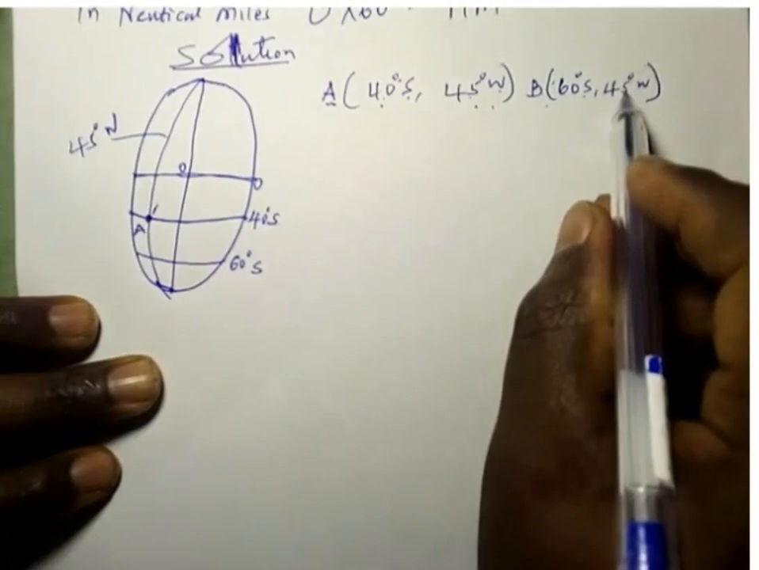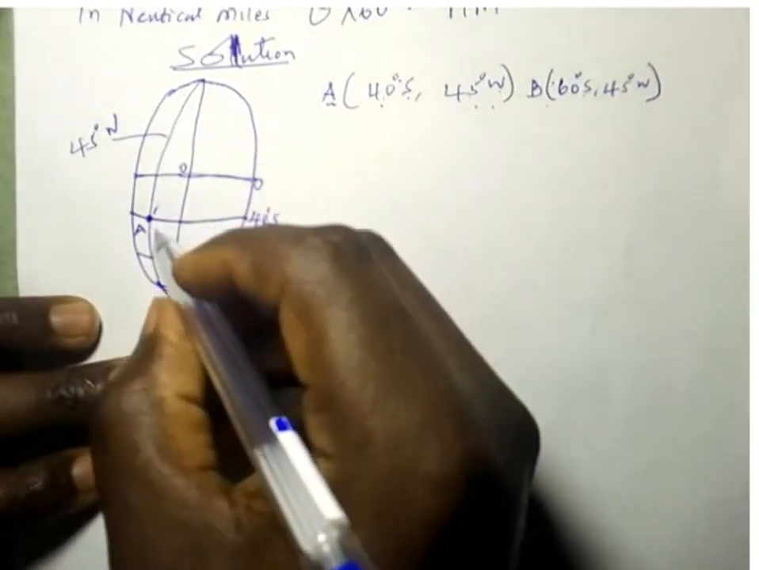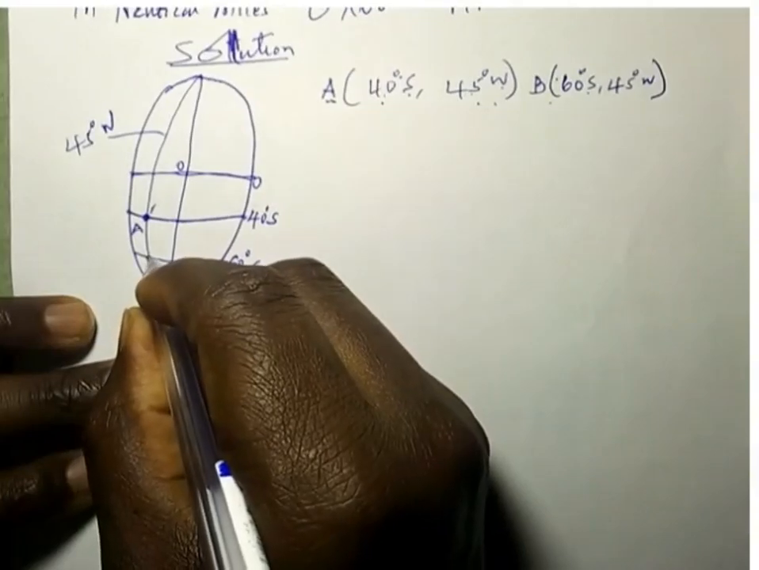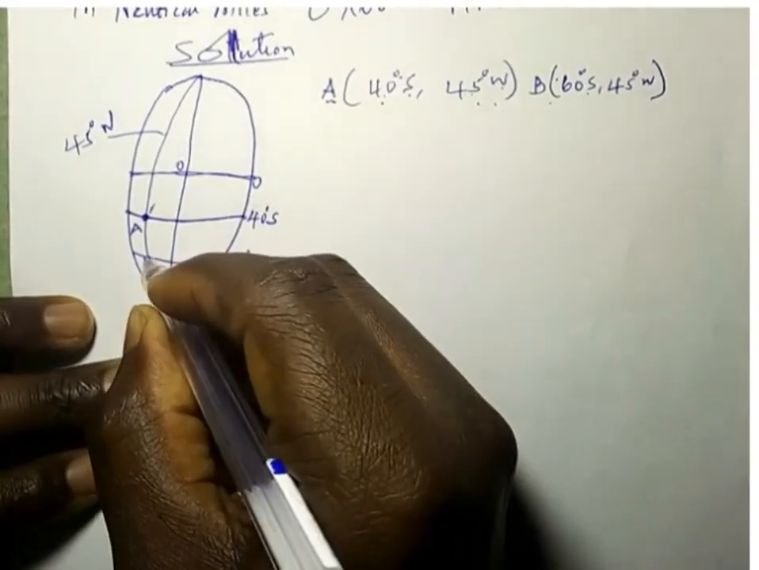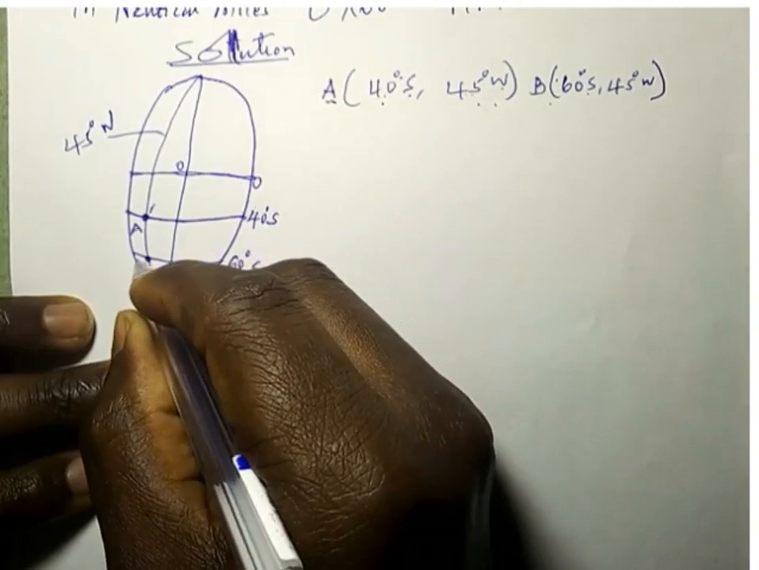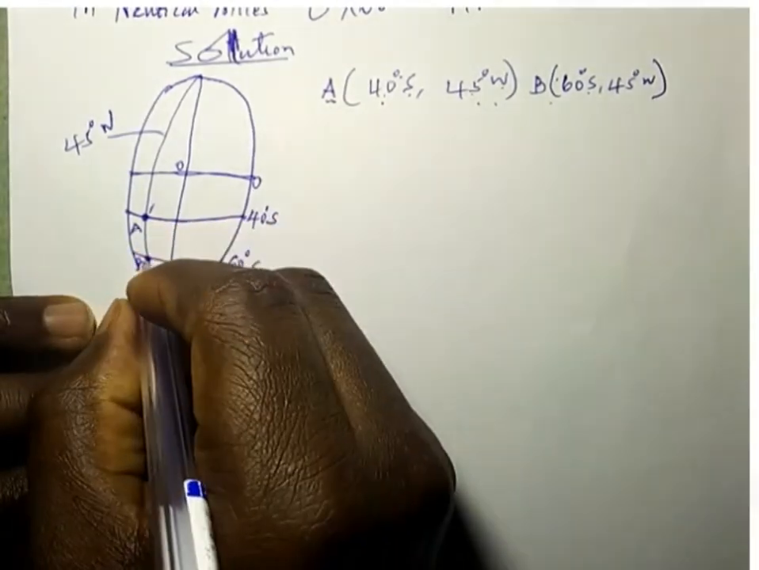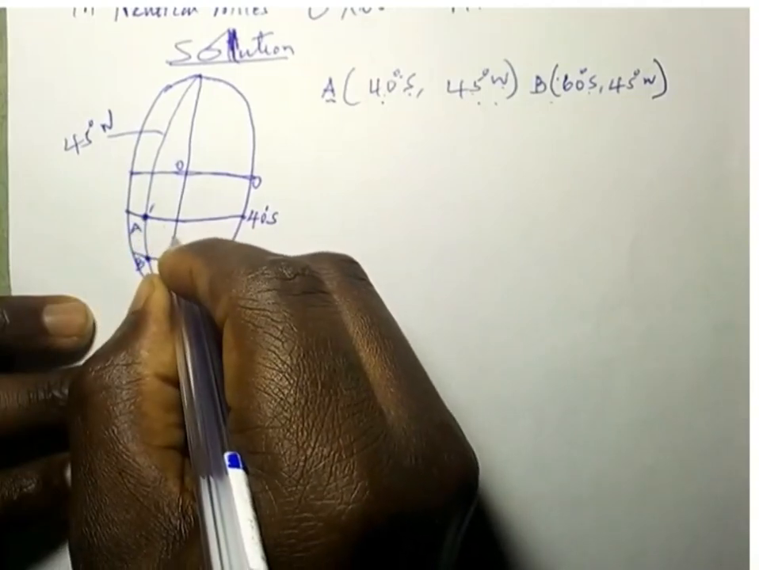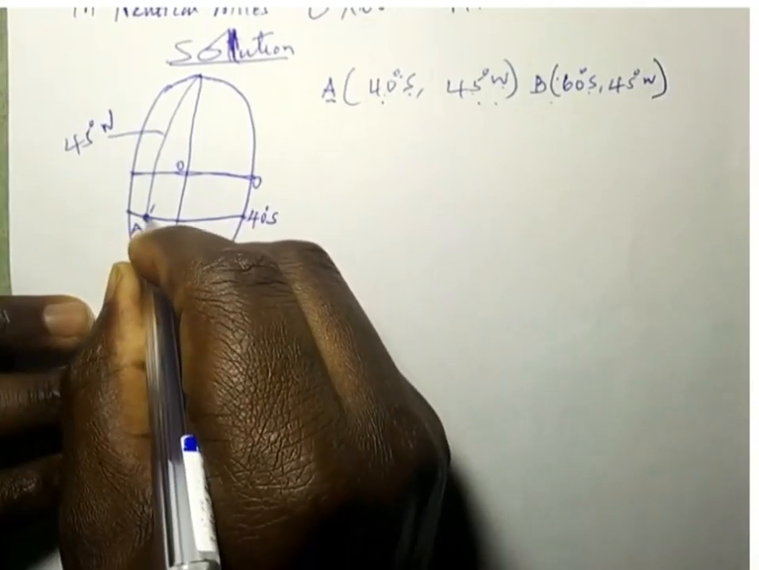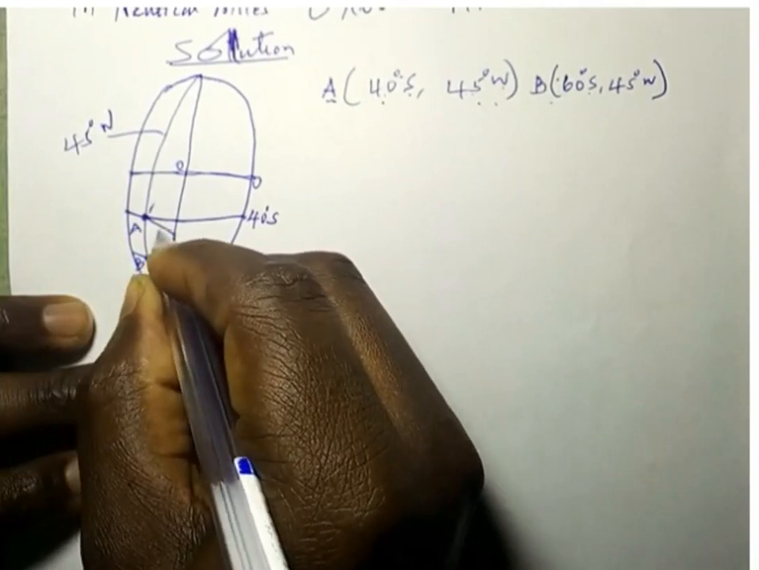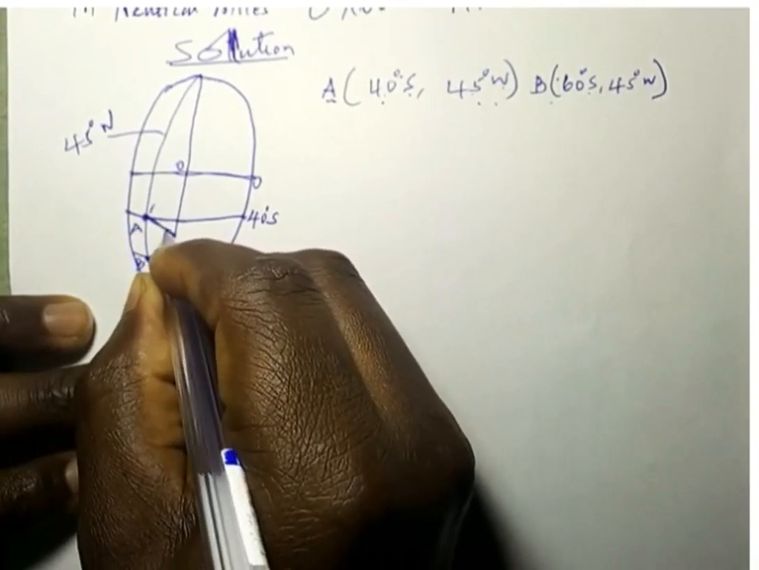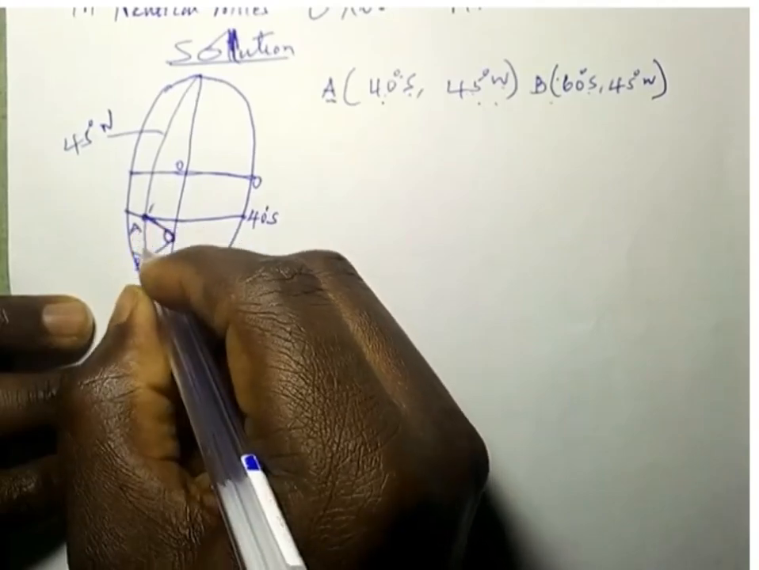But they are on the same longitude, 45, this one. So it means the point is here, right? So this is point B. So the center of this is here, so it will form this as the center. So what we want to calculate is the distance AB.